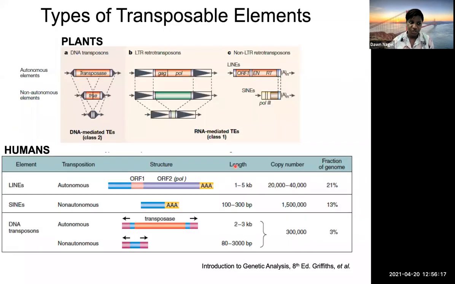In eukaryotes, you have different types and classes of transposable elements. Plants and humans have very similar classes of transposable elements. They vary depending on the sequence to some extent, and that's what really distinguishes them between the species. But in terms of the class, they're very similar.